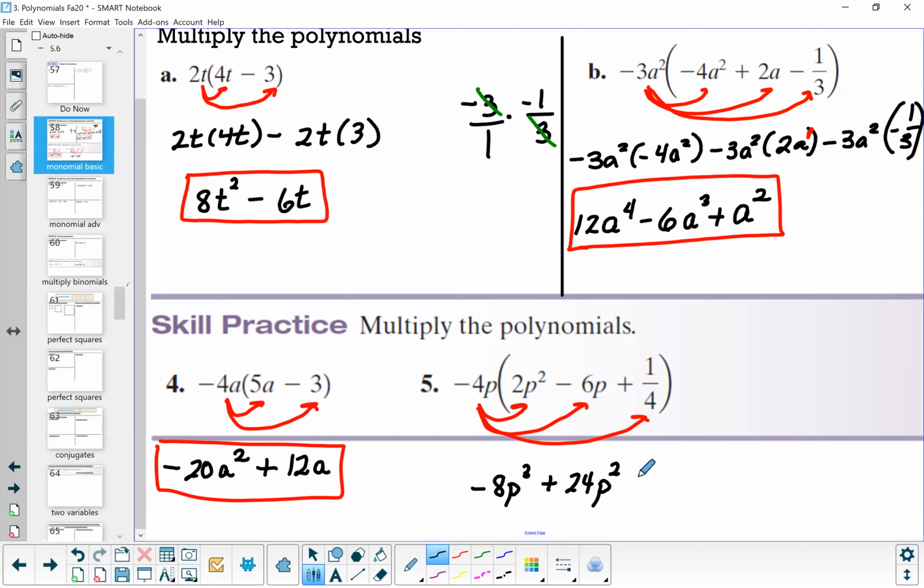Then we have negative 4p to the 1/4. So a negative times a positive is going to give us a negative. And then your negative 4 times your 1/4. Remember, that's like saying 4 over 1. Okay, so your 4's reduce. So you have minus 1p.